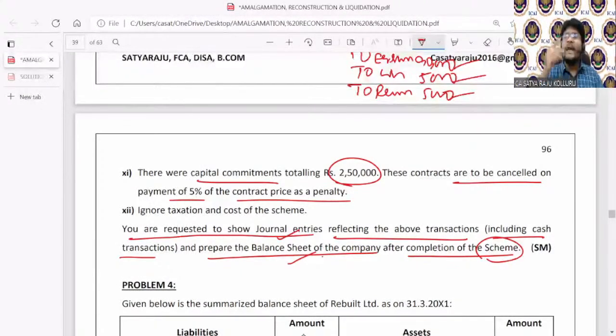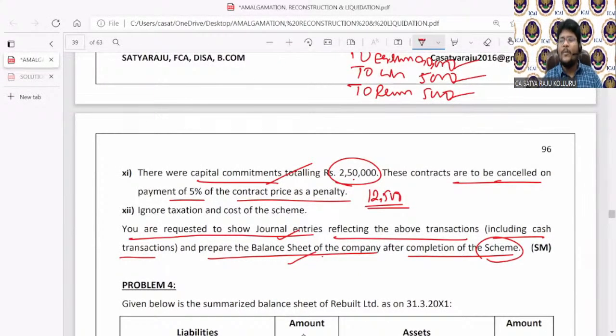Right now, I want to cancel such capital commitment because if I honor it, I will incur much more loss. But in such a capital commitment, one of the provisions is that if a party wants to cancel the agreement, the party needs to pay a certain amount as penalty. Now we are cancelling the capital commitment by paying the penalty. That is 2,50,000 into 5% is the penalty. The penalty amount is 12,500.